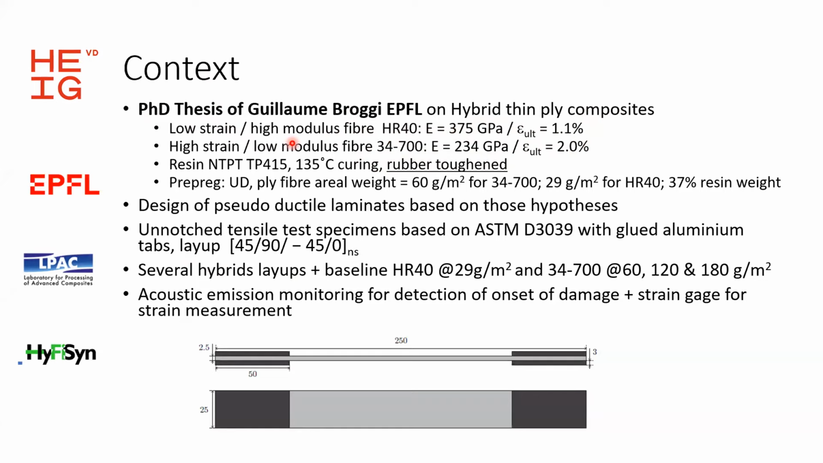So this whole study was using thin ply composites from NTPT with plies of 60 microns for the 34700 and 30 microns for the HR40. So these are really thin plies. And overall, we are using a highly toughened system. Yeah. So we did many quasi-isotropic tests with acoustic emission monitoring to see what we get.